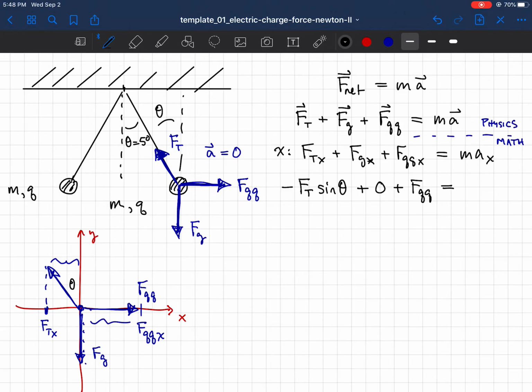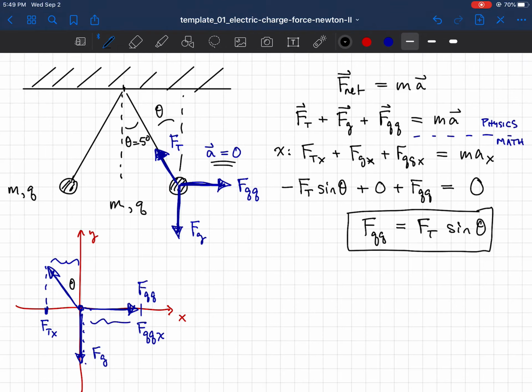Then we look at the right-hand side of the equation. Well, we told ourselves that the acceleration was 0, so both components of the acceleration are 0, so we just get that. And then our boxed equation we could write as F_qq is equal to F_T sine of theta. And we're done with that component. So what do we do next? We move on and we look at the y component.